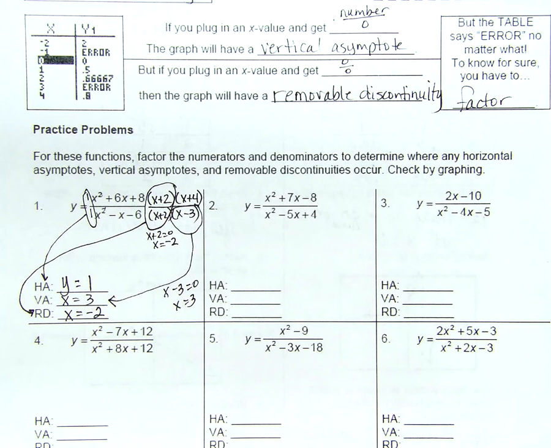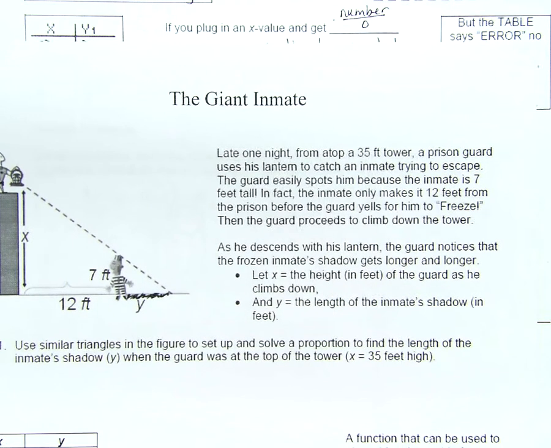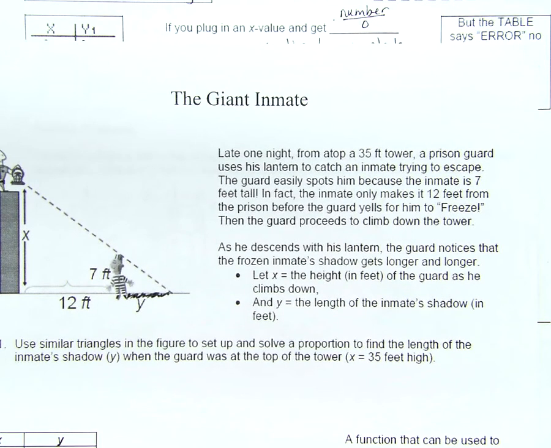All right. The next worksheet you have is called the Giant Inmate. Late one night, from atop a 35-foot tower, a prison guard uses a lantern, because that's what prison guards use nowadays, is lanterns, to catch an inmate trying to escape. The guard easily spots him because the inmate is 7 feet tall, as are most prisoners. In fact, the inmate only makes it 12 feet from the prison before the guard yells for him to freeze.